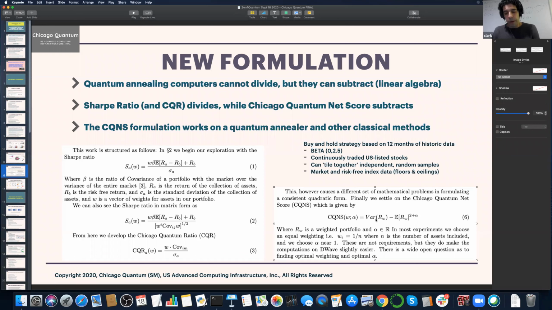So we want to maximize the Sharpe ratio, but a QUBO tries to minimize something. So we're trying to minimize the inverse. But we can't divide, so we have to take a logarithm. The log of a division is a subtraction. So that's kind of where this came from. Now, that alpha has to be a little bit movable so that you can match the values. Otherwise, it will just pick expected return. So there has to be a little bit of variability in the Chicago Quantum Net Score, but this gives us the linearization that is required to formulate a QUBO model.